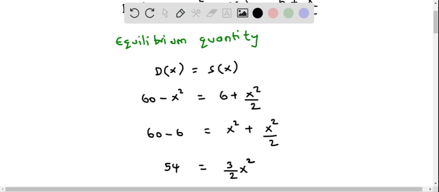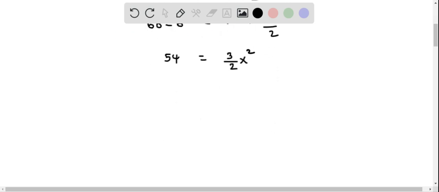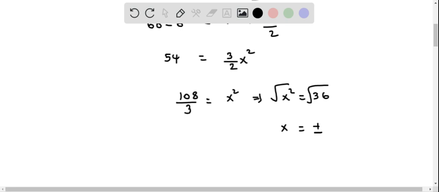So let's solve for x from this equation by multiplying by 2 first and then dividing by 3. So we will have 108 divided by 3 equals x squared. And so this gives x squared equals 36. Now take the square root on both sides to get x. So x will be plus or minus 6. Since x represents a quantity, we take only the positive number, that is x equals 6. So this is the equilibrium quantity. Let's say this one is QE.